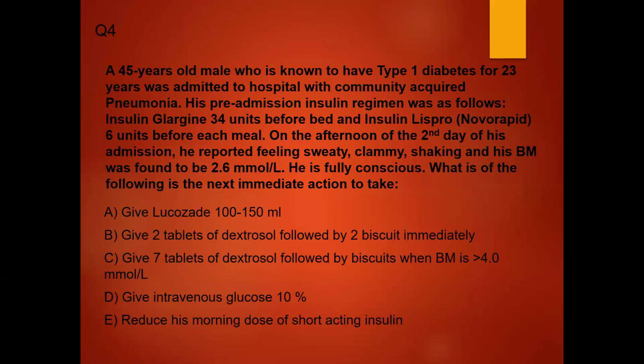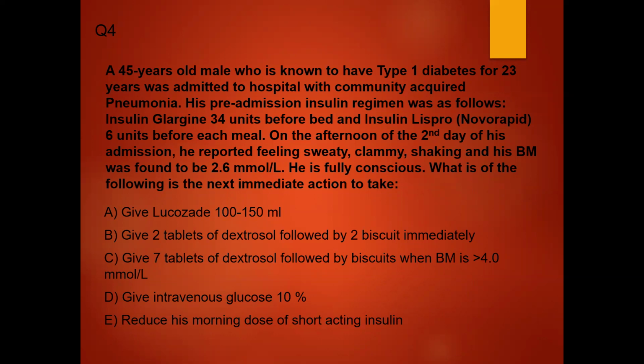Moving on to question number 4, we have a 45-year-old male known to be type 1 diabetic for 23 years, admitted to the hospital with community-acquired pneumonia. His pre-admission insulin regimen was as follows. He was getting long-acting insulin, glargine, 34 units before bed, and Lispro insulin, actually, it's Humalog, which is Lispro, not NovoRapid. It's 6 units before each meal.